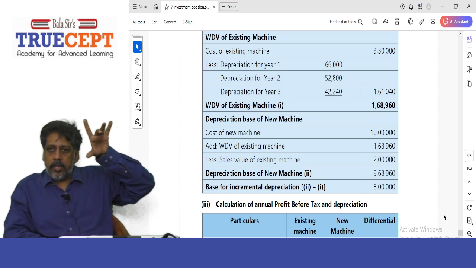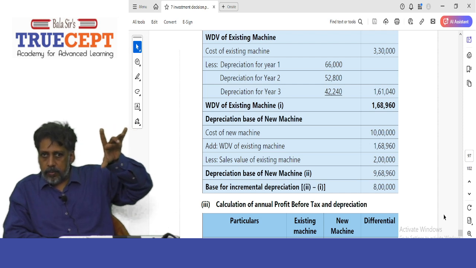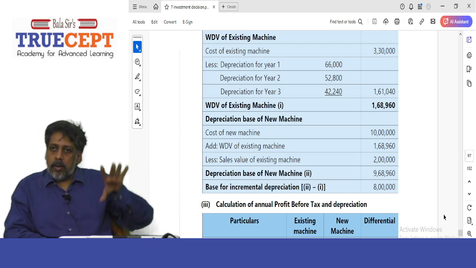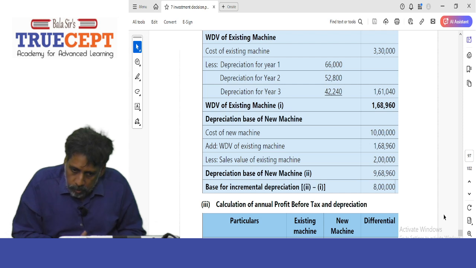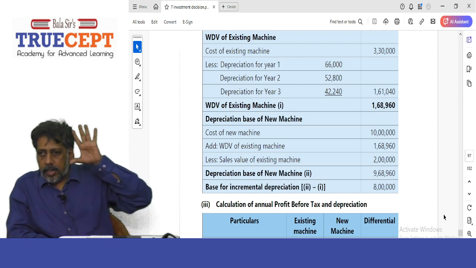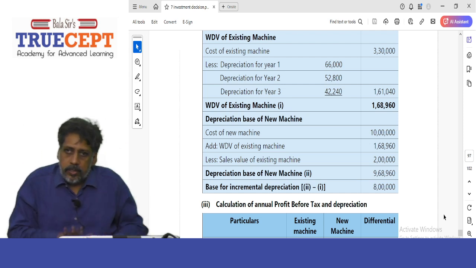Exactly. Or if you want, you can do it separately. On 1,68,960, 20%. Then on 9,68,960, 20%, then take the difference. That's not worth it. Instead, you can take the incremental and then calculate the depreciation.